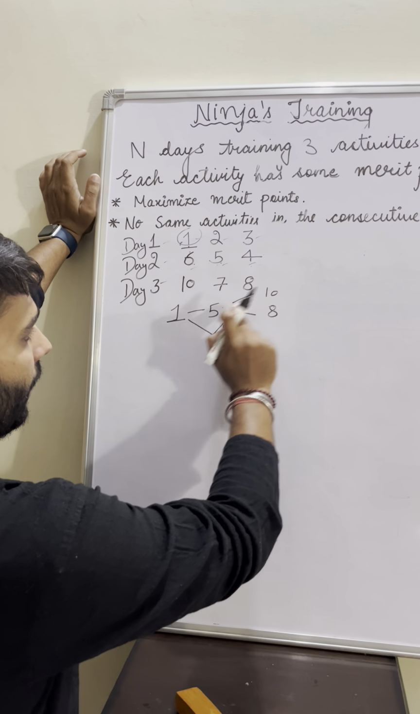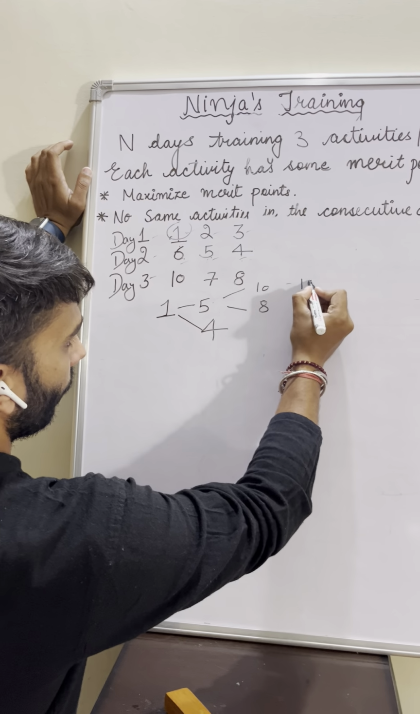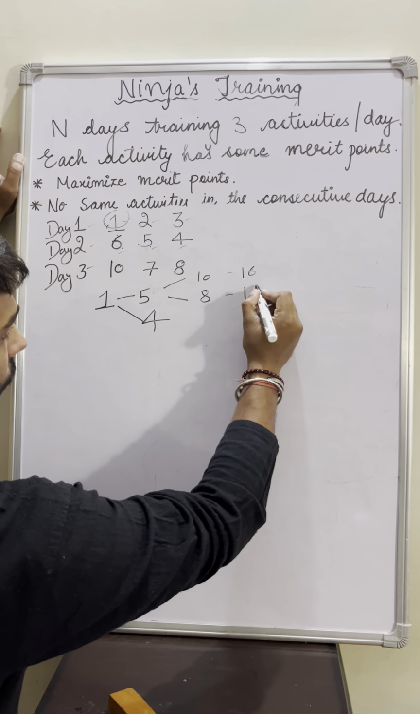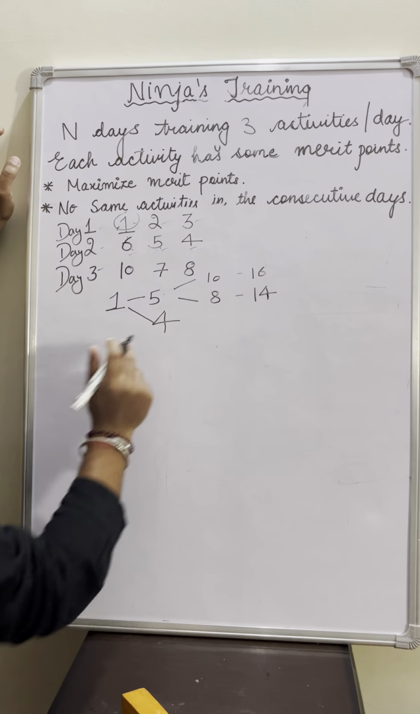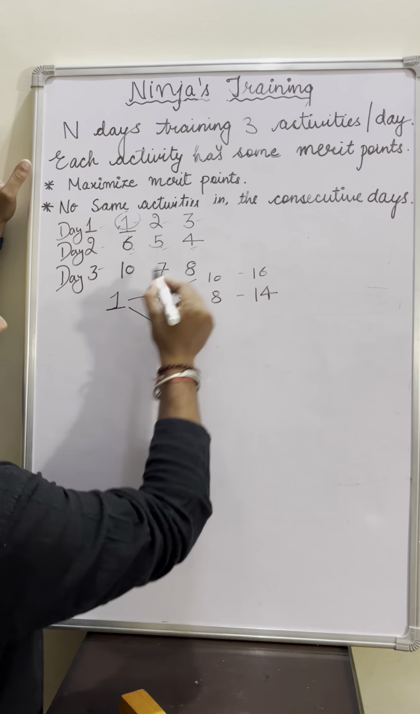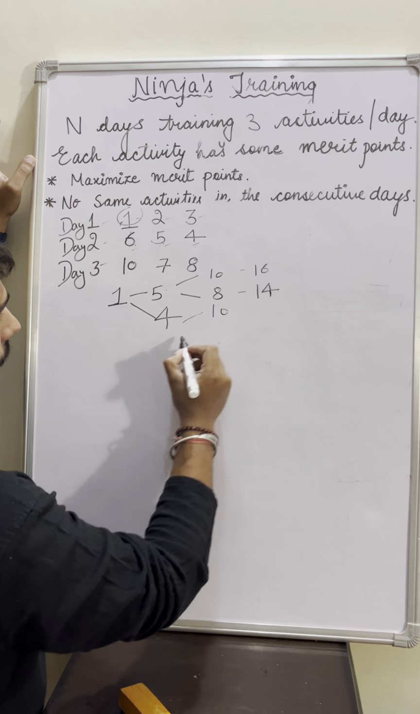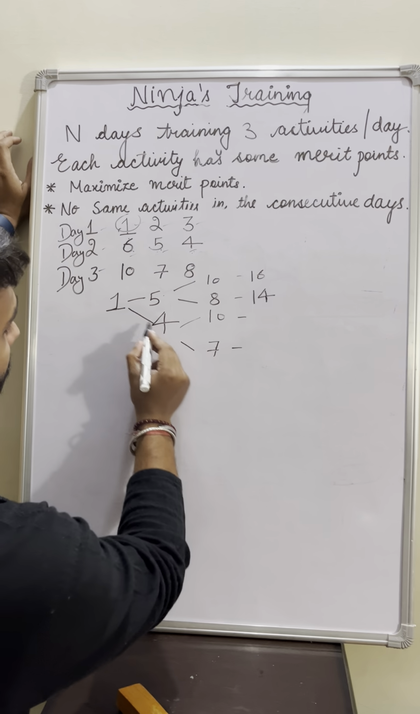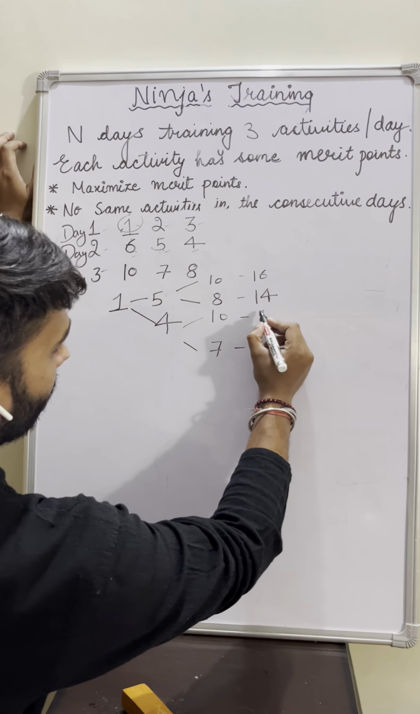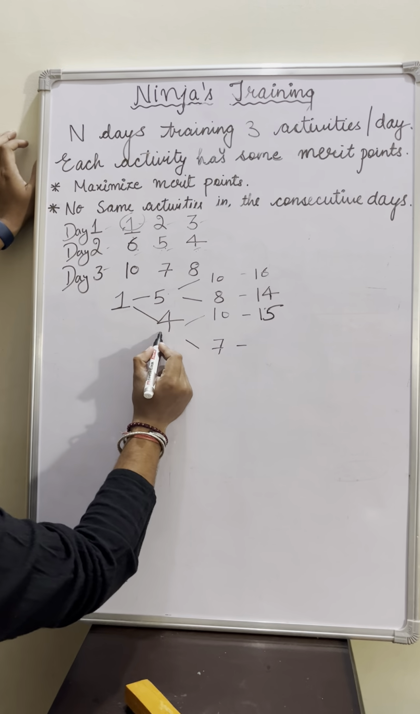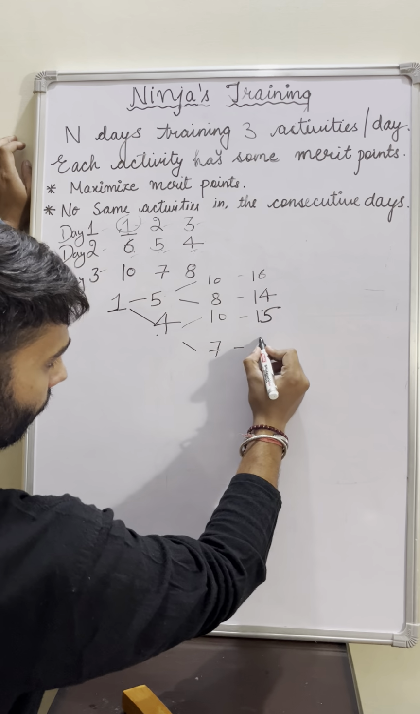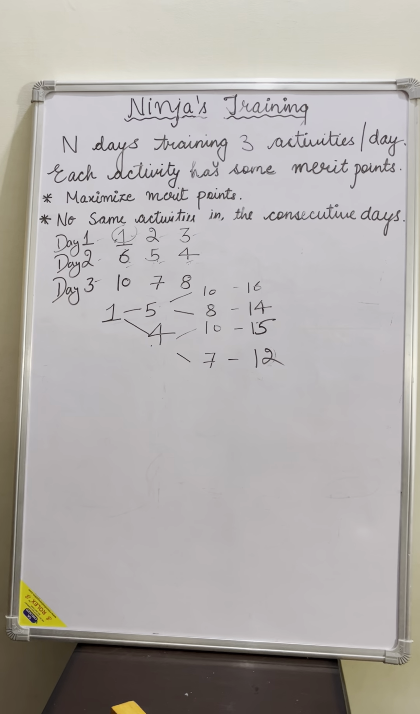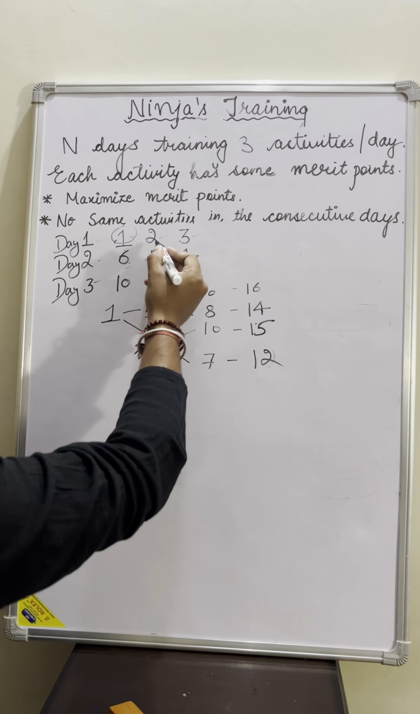So what is 1 plus 5 plus 10? This will give us 16, right? And what is 1 plus 5 plus 8? I think this will give us 14, right? Similarly, if we choose 1, then we choose 4, then what can we choose? We can choose 10 again, and we can choose 7, right? So 1 plus 4 is 5, 5 plus 10 is 15, and similarly 1 plus 4 is 5, 5 plus 7 is 12, right? So in this way we can find the solution for each and every one.